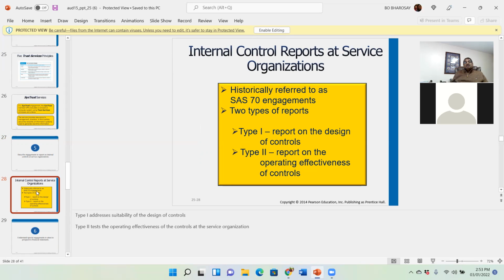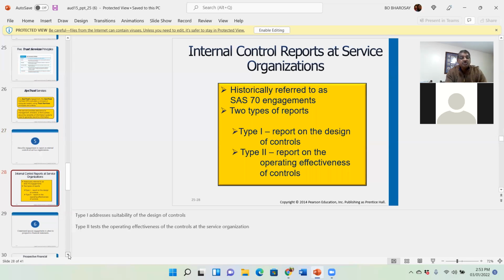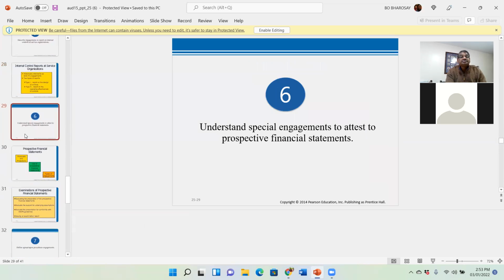These are historical reports under SAS, a safety engagement. There are 2 types of report. Type 1 reports on the design of the controls. Type 2 reports on the operating effectiveness of the controls. You're more concerned with the Type 2 report, which is the operating effectiveness. Are their operating controls effective?